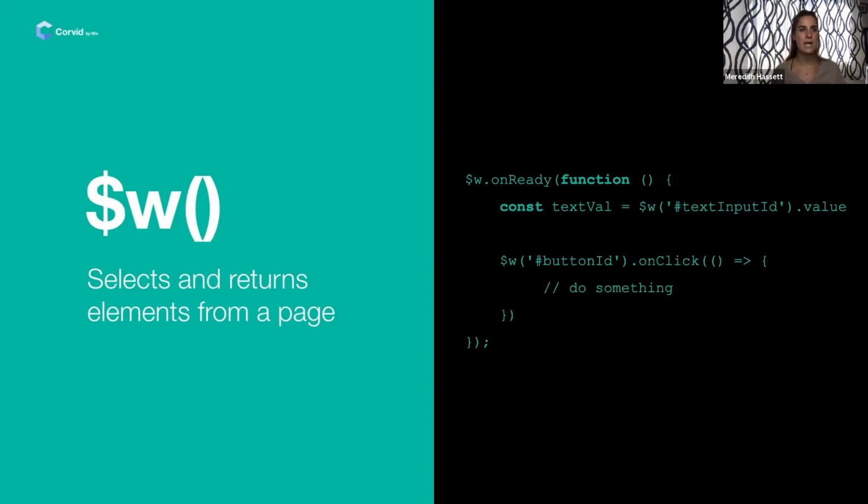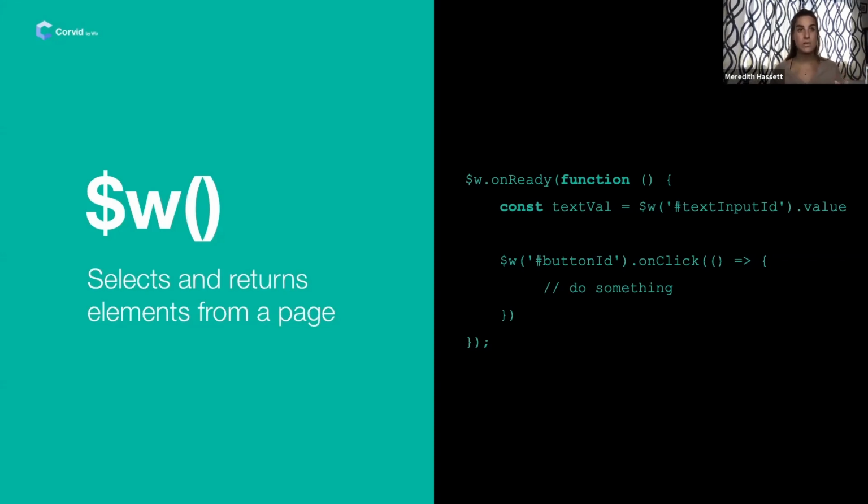$W acts as kind of like document.getElementById. So you do $W and then the ID of the element, and that enables you to select that specific UI element on your page and either reach the properties or attach events and event listeners to them as well.